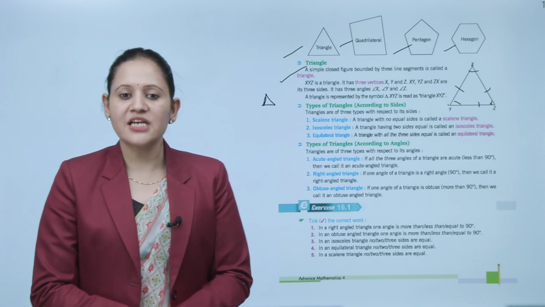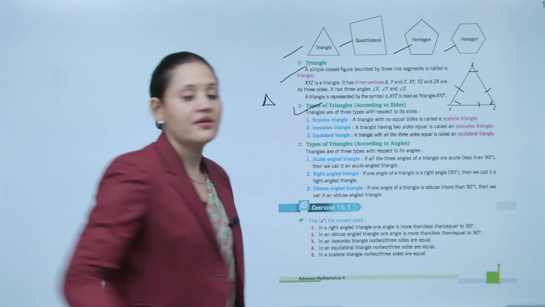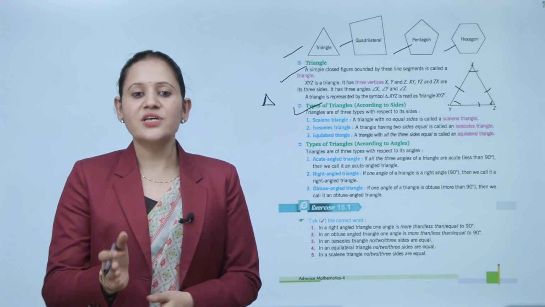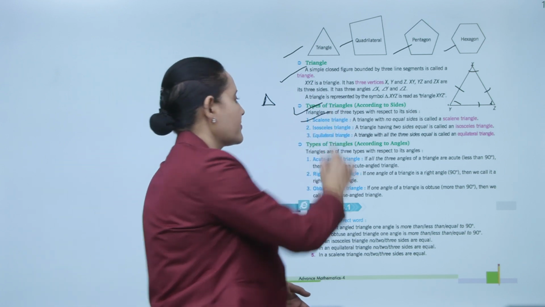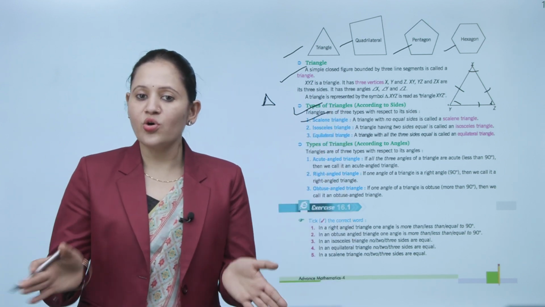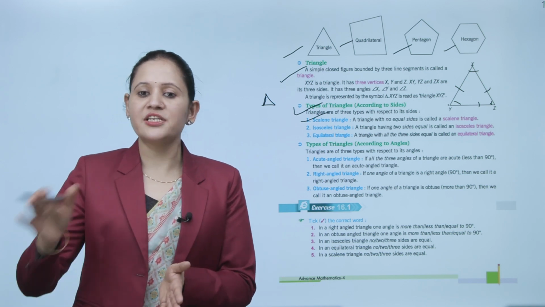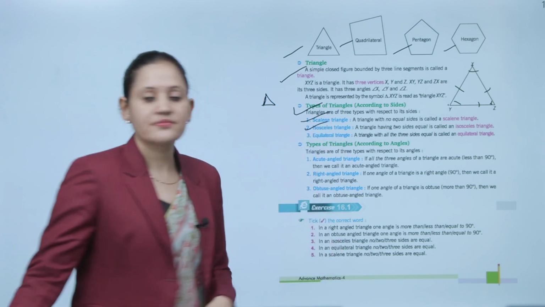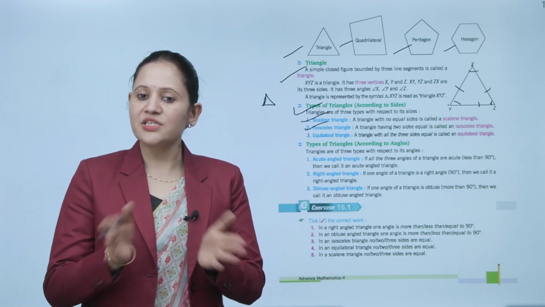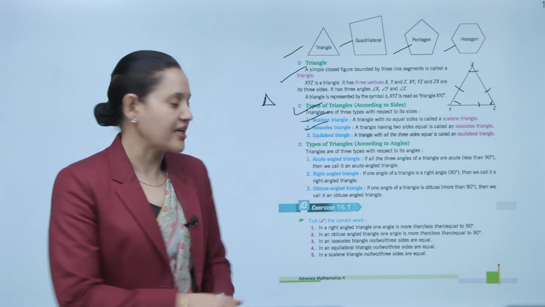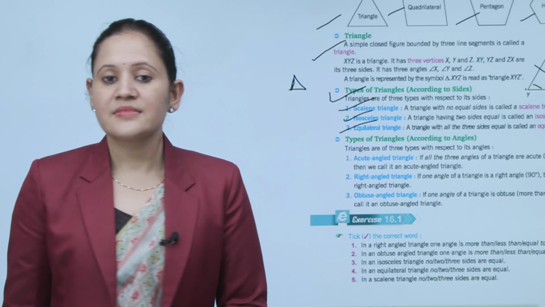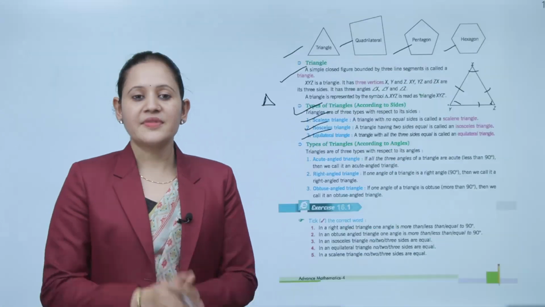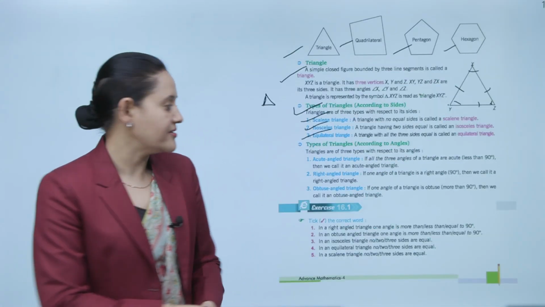Next is types of triangle. First we'll do according to sides. Triangles are of three types with respect to sides. First is scalene triangle. A triangle with no equal sides is called a scalene triangle. Means all three sides have different measures. Next is isosceles triangle. A triangle having two sides equal is called an isosceles triangle. Next is equilateral triangle. A triangle with all three sides equal is called an equilateral triangle. Clear?